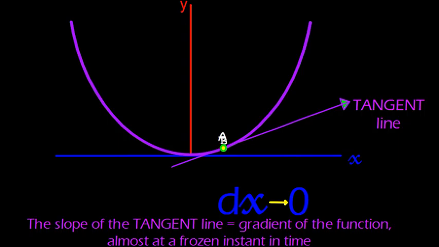So the secant line doesn't cut the curve anymore, it just touches it, and the slope of the tangent line is equal to the gradient of our function. And that is what differentiation is. It's about finding the slope of a function nearly at an instant in time.